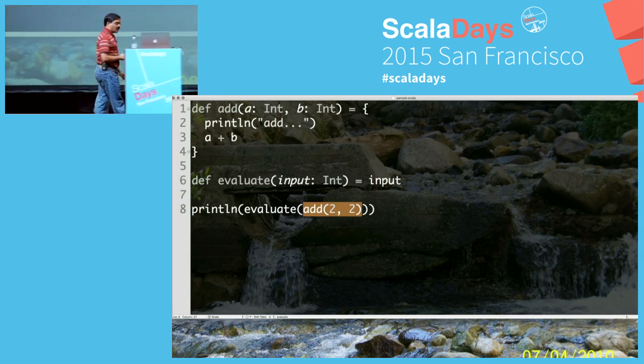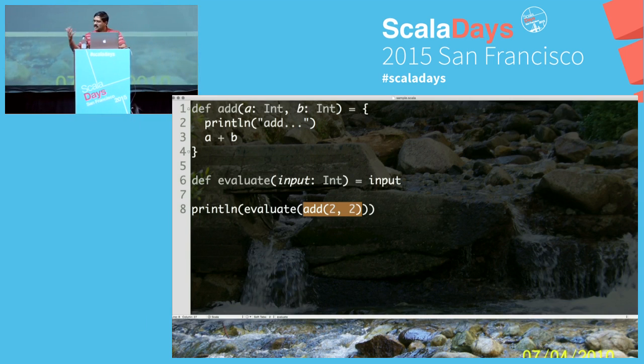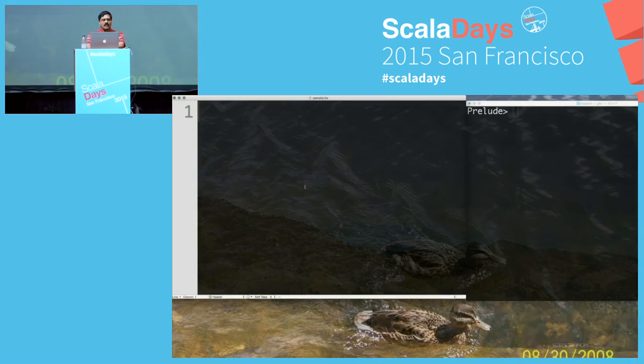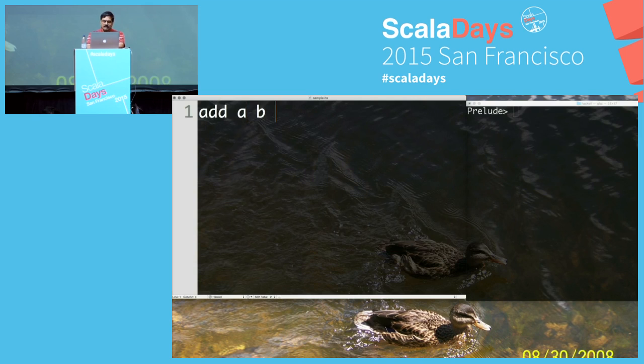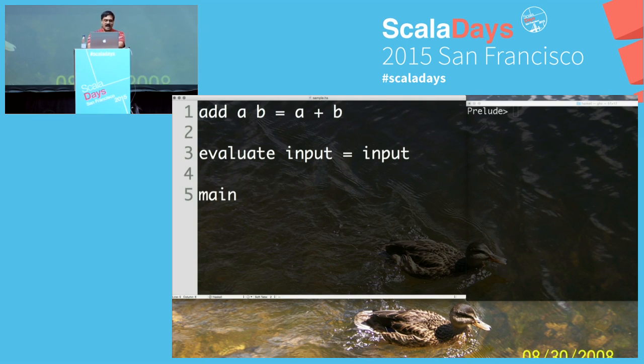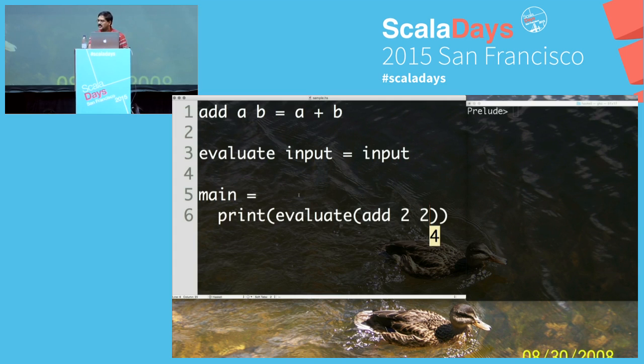But that doesn't have to be so. So let's look at one other example just to entertain this thought, if you will. Let's do this a little differently. I'm going to write a function called add, which takes an a and b, and returns a plus b. This is code written in Haskell just to get an understanding of what this means. I have an evaluate function which takes an input and returns the input again. And I'm going to do exactly what we did in Scala. I'm going to print evaluate and call add with, let's say, 2 and 2. When I run this code, it produces exactly the same result as the Scala code did.